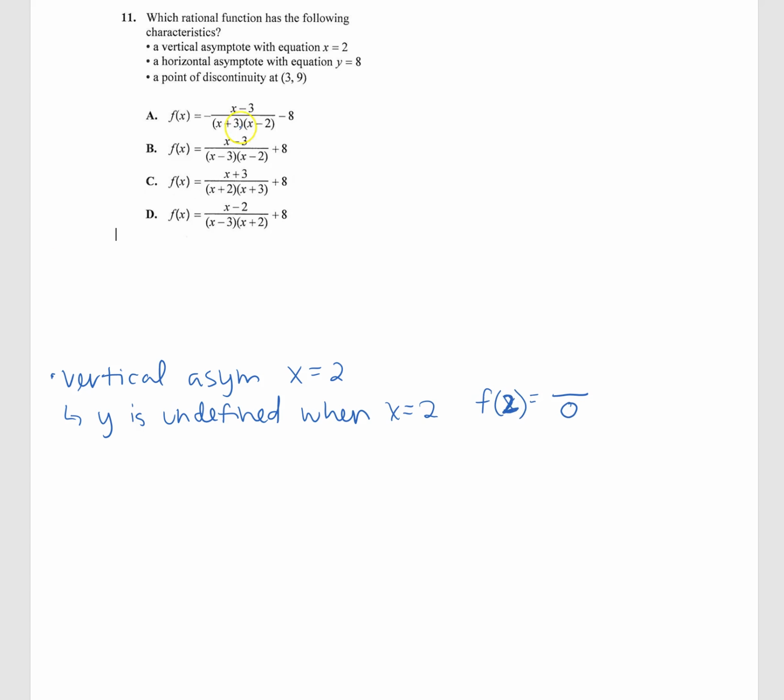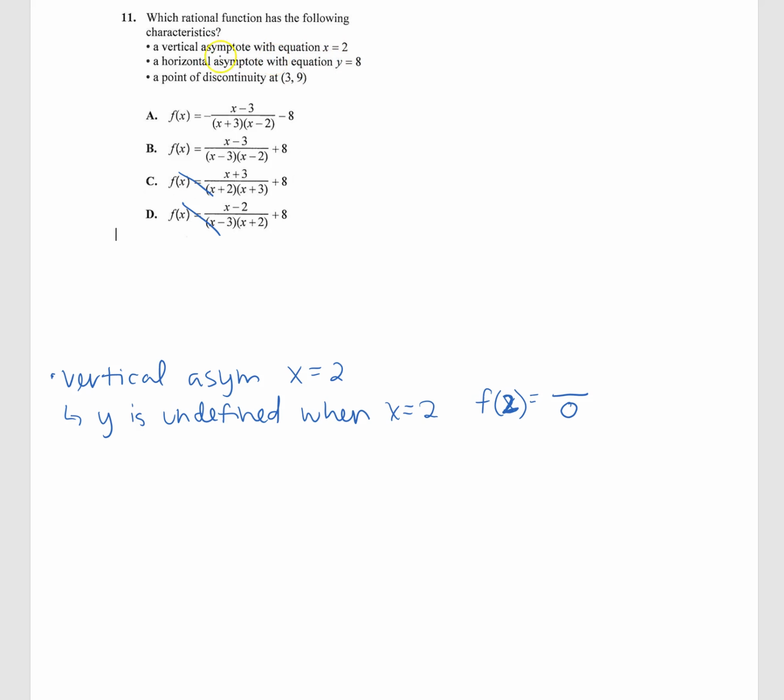Okay, so looking at these options, which one of them will have a 0 on the bottom when x equals 2? The first one will. So when x equals 2, 2 minus 2 is 0. That's 0 on the bottom. Answer B will as well. But C and D won't, because here we have x plus 2. So 2 plus 2 is 4, and that's fine. So we can cross off answers C and D based on this first characteristic. Only A and B will have a vertical asymptote with equation x equals 2.